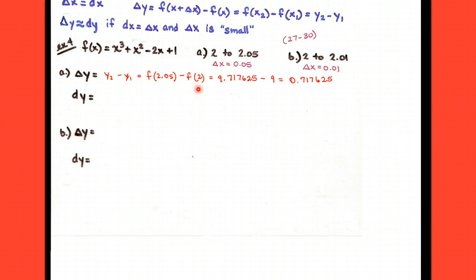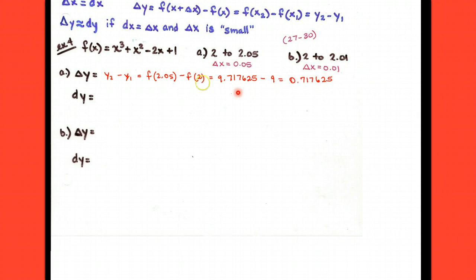Now, obviously, when I take 2.05 and plug it into that function, I'm using my calculator, because 2.05 times 2.05 times 2.05 is not something they're going to ask me to do by hand. So we're going to do 2.05 cubed plus 2.05 squared minus 2 times 2.05 plus 1. So when we throw that into our calculator, we're going to get 9.717625.